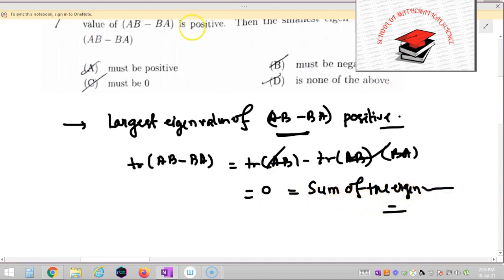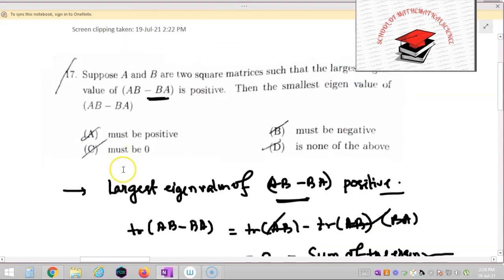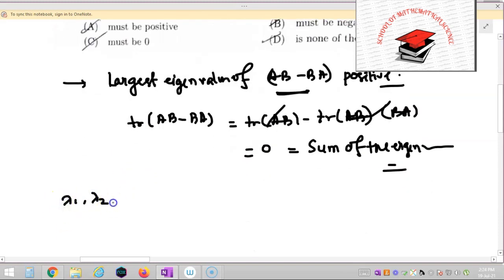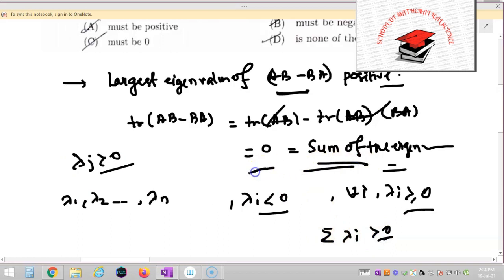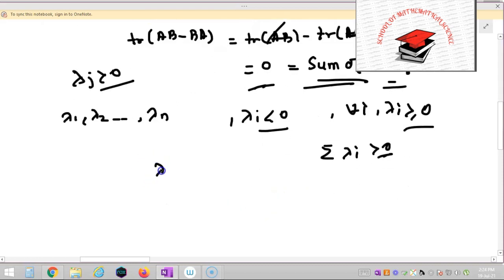Okay, now we already observed that one eigenvalue is positive, so let me consider n eigenvalues. Let lambda 1, lambda 2, dot dot, lambda n be n eigenvalues. I am claiming that there must exist an eigenvalue lambda i such that lambda i less than 0. Okay, if for all i lambda i greater than or equal to 0, then there exists at least one j for which lambda j is greater than 0. By the given condition it has one positive eigenvalue, then the summation of lambda i must be greater than 0, but we know that the sum of the eigenvalues is equal to 0, which is a contradiction, so it must have a negative eigenvalue.